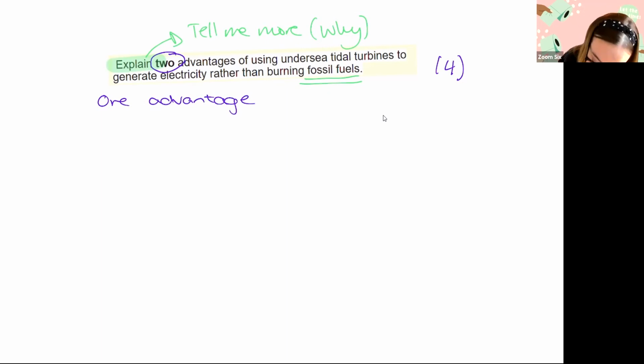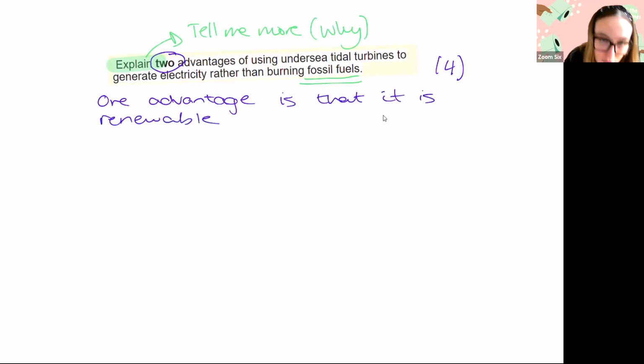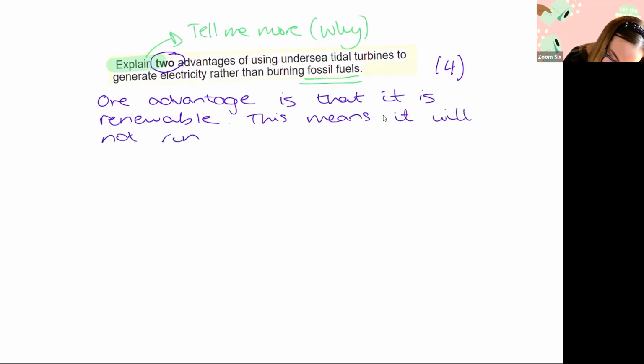So one advantage is that it is renewable. Now that is a description of an advantage. So now I need to explain why that's an advantage, okay? And it's an advantage because this means it will not run out.